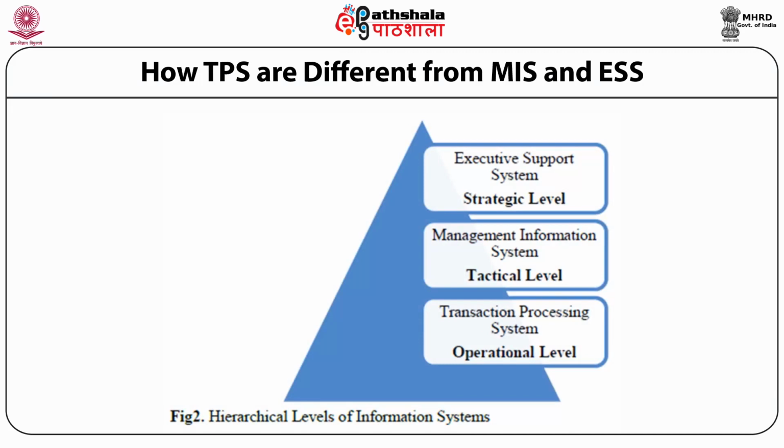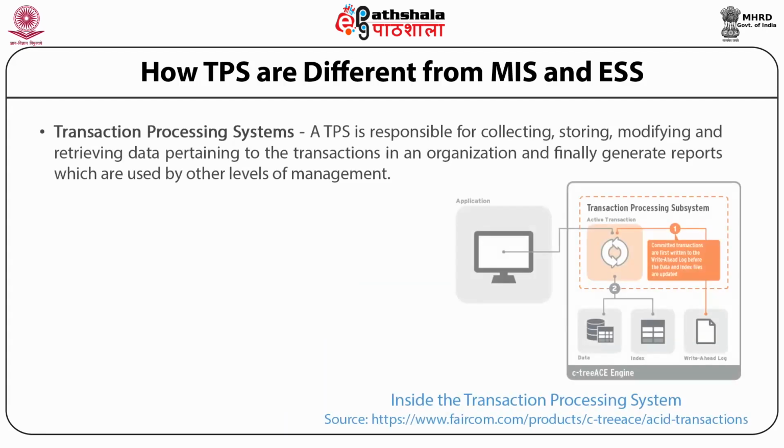Now we'll be looking at how the TPS is different from MIS and ESS, where MIS stands for Management Information System and ESS is the Executive Support System. The following figure illustrates the hierarchical levels of information systems, where the transaction processing system lies at the bottom, that is, at the operational level. The Management Information System is at the tactical level and the Executive Support System is at the strategic level, which lies at the top.